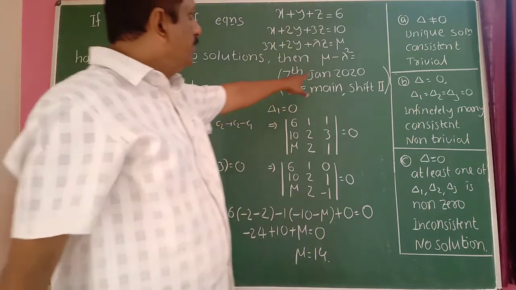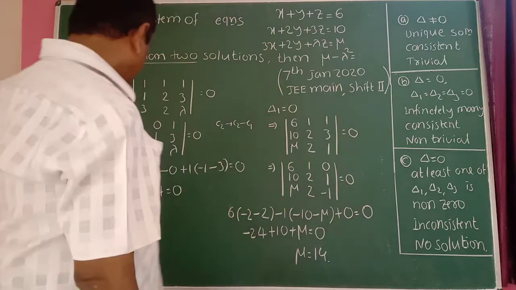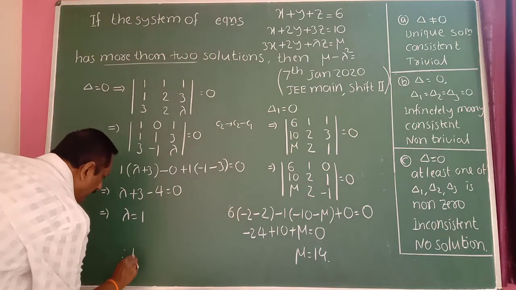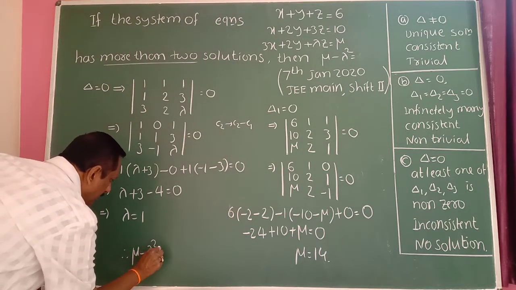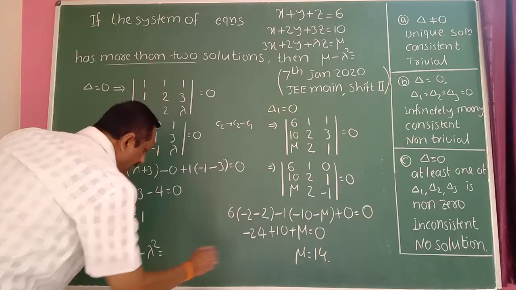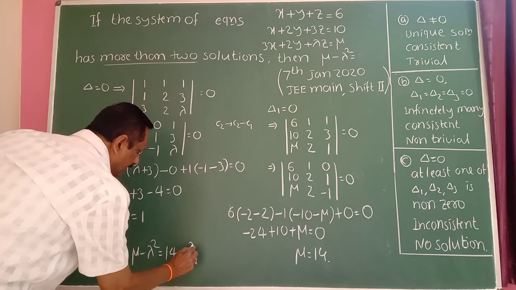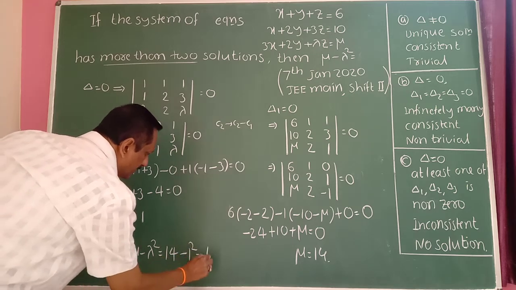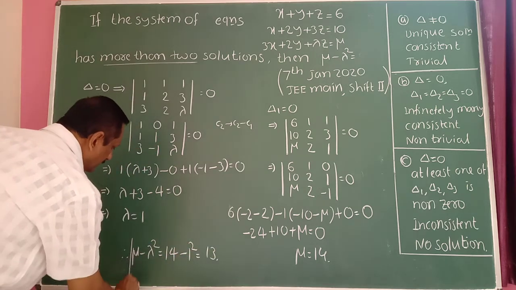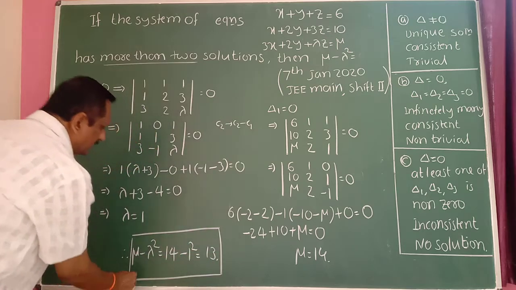Here we want mu minus lambda square. Therefore, mu minus lambda square. Mu value is 14, so write 14 and lambda value is 1 square. So 14 minus 1 becomes 13. So therefore the required result is 13.